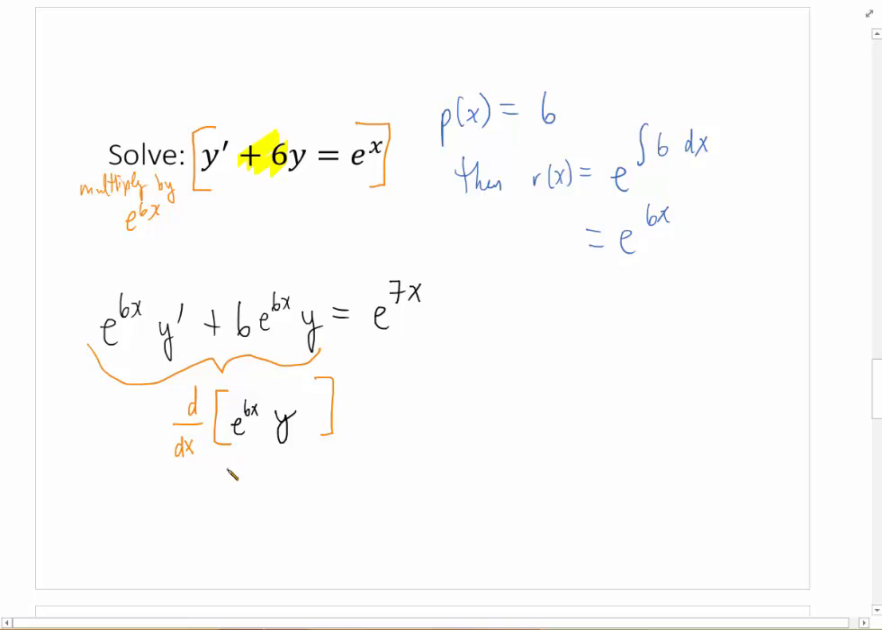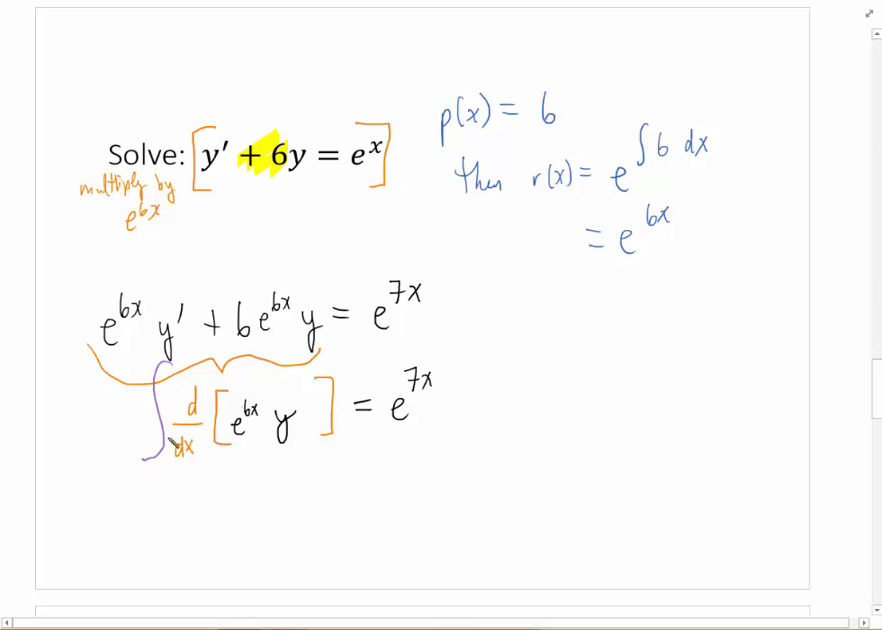Let's make sure we did that correctly. Let's think of the product rule here. The first, leave it alone, the derivative of the second, e to the 6x y prime. That checks out. Plus the derivative of the first, e to the 6x, its derivative is e to the 6x, and then from the chain rule we need the 6. And we leave the y alone. It works. So then this is equal to e to the 7x.